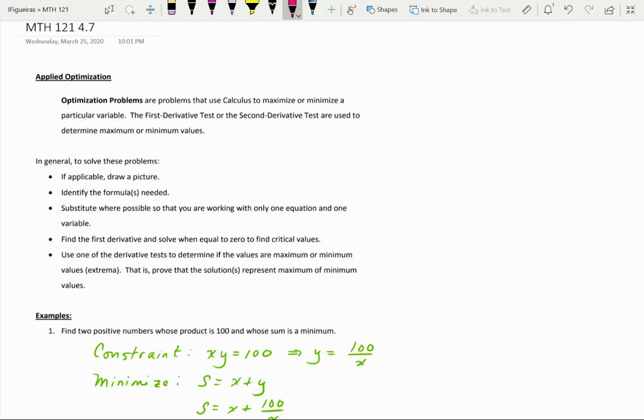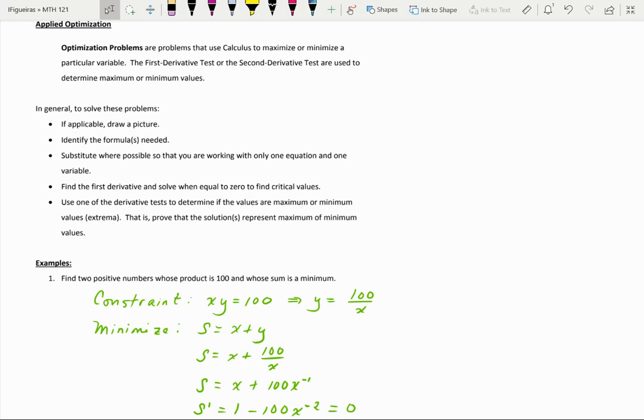So some general steps that you'd want to consider for these problems is to draw a picture if it's applicable. And a lot of times these will be geometric in nature, so a picture will make sense. You're going to want to identify the formula or formulas needed. And so usually you'll have two formulas because you'll have something called a constraint formula. And so a constraint will be something that defines some sort of limitation to what you are trying to determine. And the other formula would be the formula associated with the variable that you want to maximize or minimize.